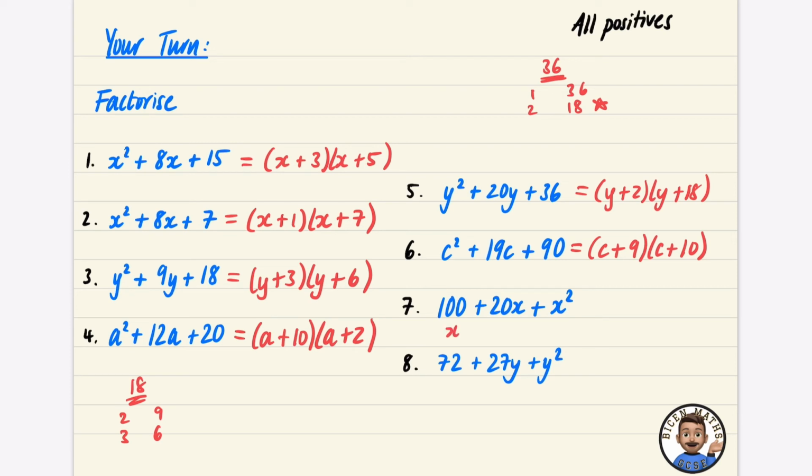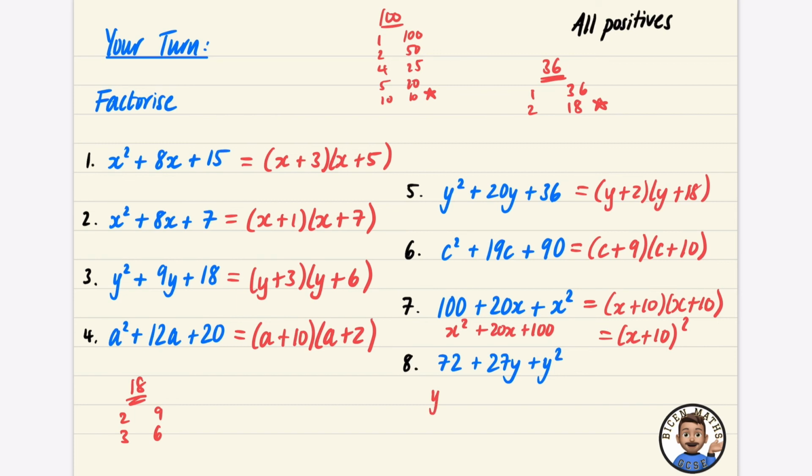Now this one we might want to write in the normal order, so that's x squared plus 20x plus 100. Two numbers that multiply to 100 but add to 20. Well, 100 I guess could be 1 and 100, that doesn't work. 2 and 50, 4 and 25. It could be 5 and 20, or it could be 10 and 10. So the only one that works where they add to 20 is 10 and 10. So I'm going to write this as x plus 10, x plus 10, or you could write that as x plus 10 squared.